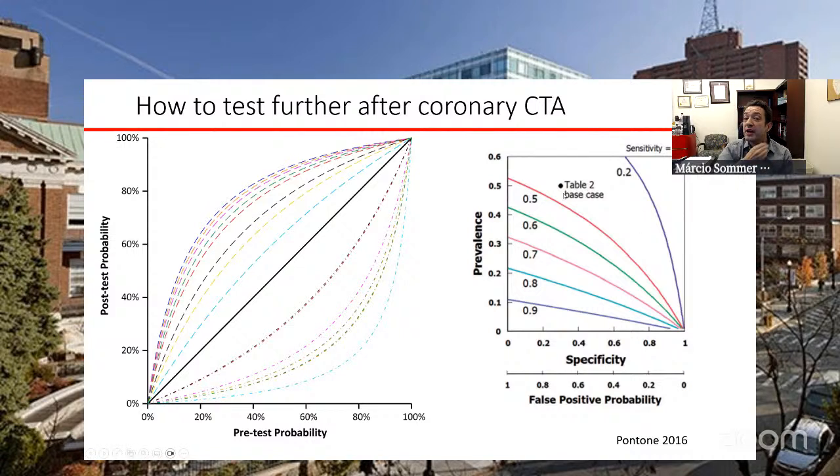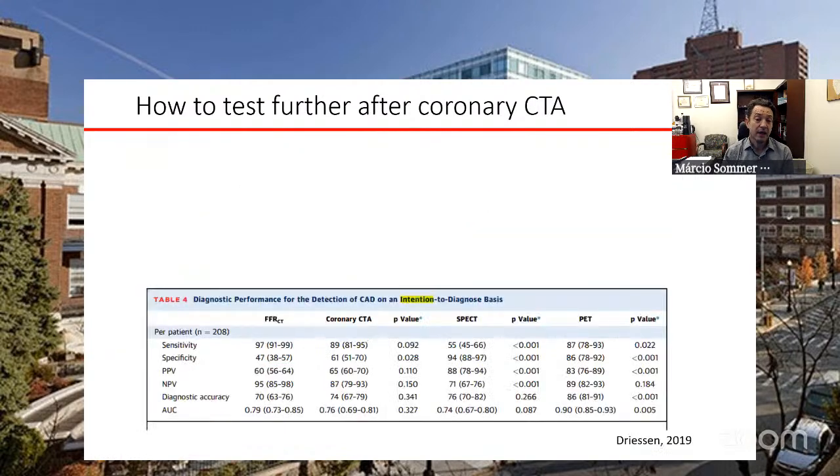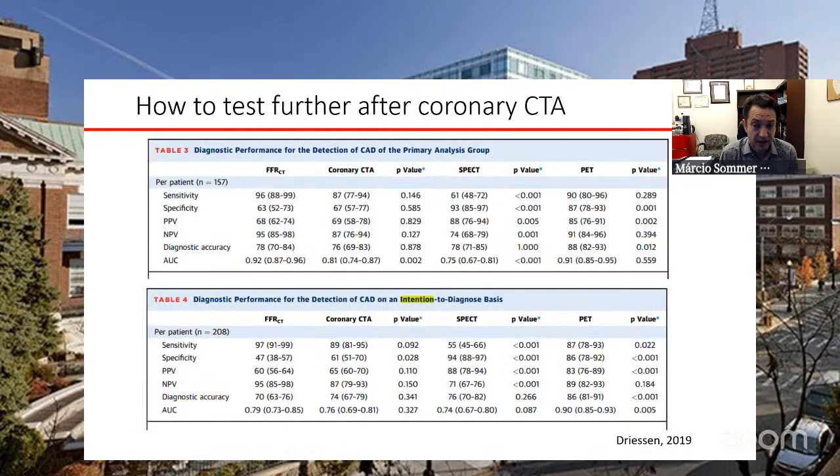So I'm going to show you guys that maybe FFRCT is not that great if you need to follow up with some tests. And here's the very interesting data that I think is from the PACIFIC study. So it's FFRCT, coronary CT, SPECT, and PET. This is the table they present, the top part. Very clear sensitivity and specificity, and you already know that FFRCT has lower specificity than anything else.